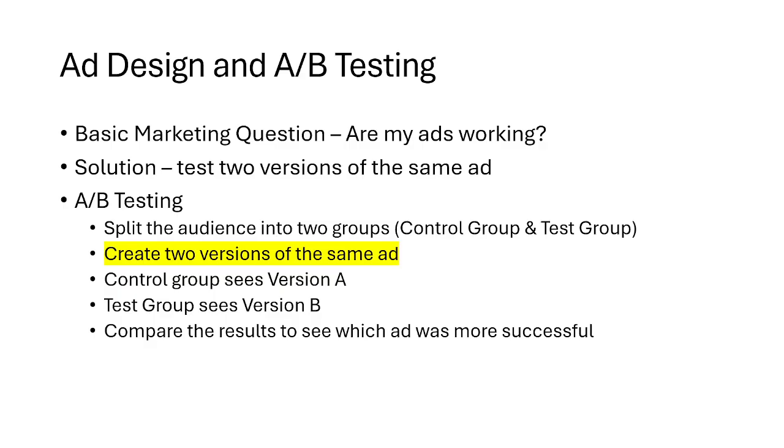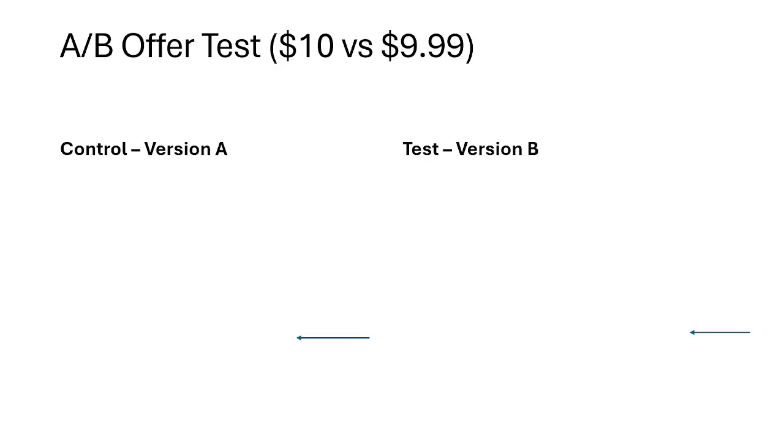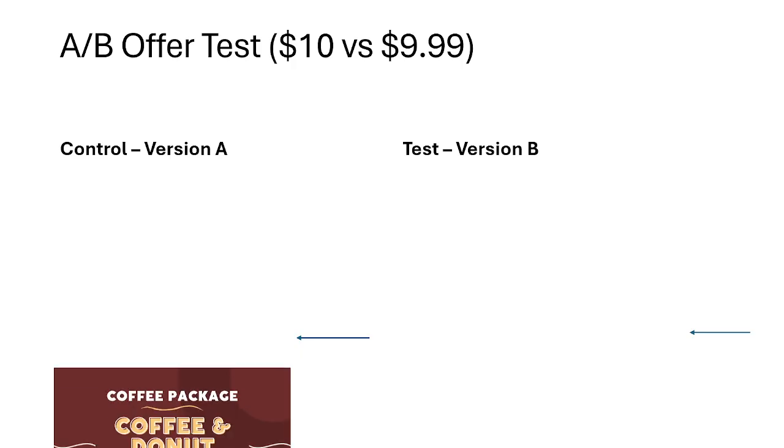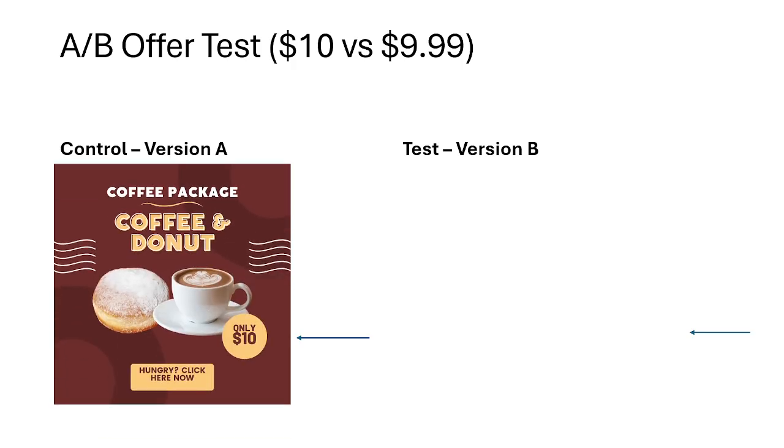So the best way to understand this is just to see it. So let's see some ads that could be used for A/B testing. So we're going to do an A/B offer test. We're going to look at an ad, and we're going to have one version of the ad. The product is at $10, and the test is to see if a reduction in price to $9.99 makes a difference. So in the control version of the ad, we have something called the coffee package, where you can get coffee and a donut, and it's only $10 for the two. Then there's a call to action that says hungry, click here now. So you can see the blue arrow is pointing to the only $10.